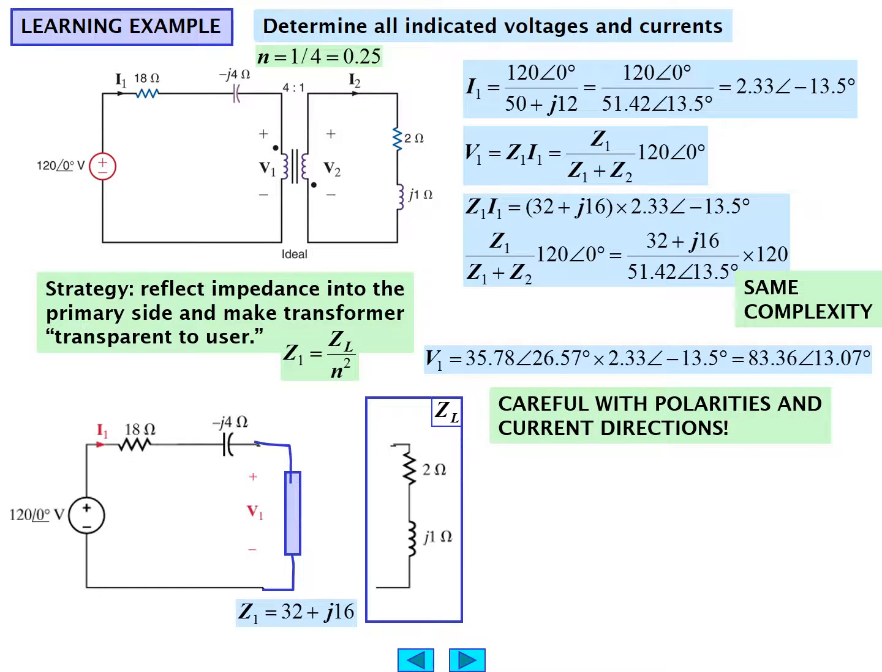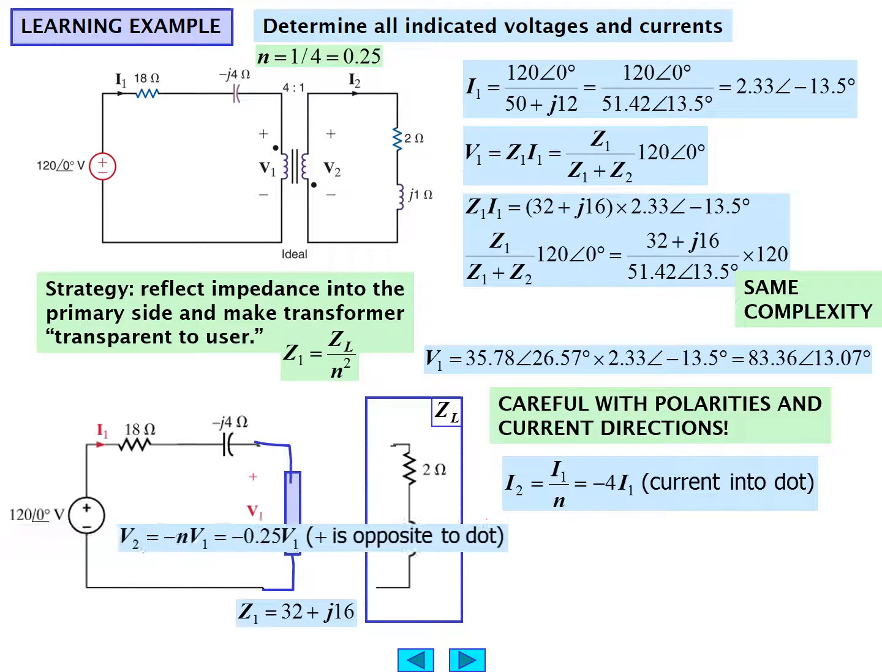Be careful with the polarities, though, in the current directions. V1 is perfectly correct because the current I1 does flow in. But I2, though, is a contributor, is I1 divided by N, and that contributor is negative 4 times I1. The 4 comes about because of the turns ratio, the definition for what happens to the secondary current I2 in terms of the primary current I1. It goes by the inverse of the turns ratio, and in this case with a negative sign because of the dot.